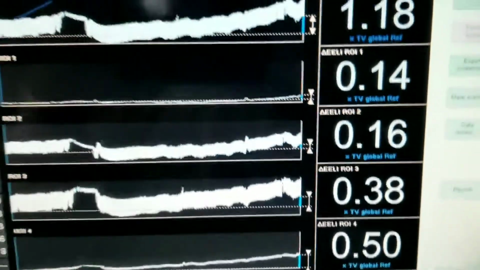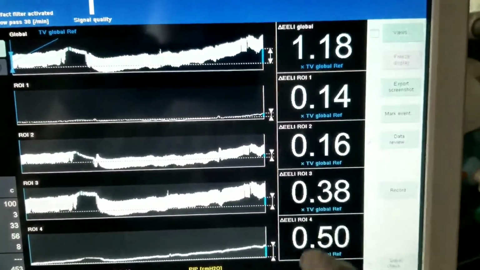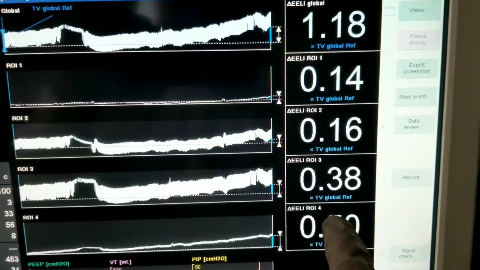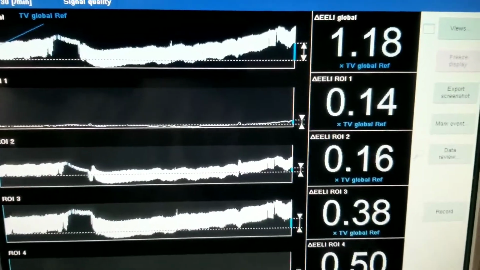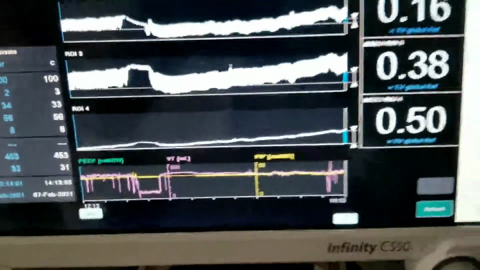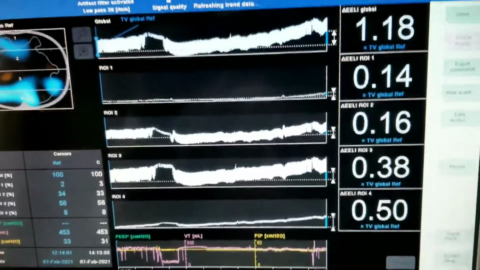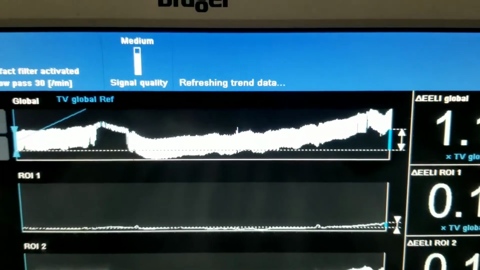that after 2 hours we have gained some impedance, a significant amount, exactly where we want it at the dorsal base. Okay, let me just refresh. You press the button down here and you refresh it. Just a minute. It takes a little bit of time. It's refreshing trend data.